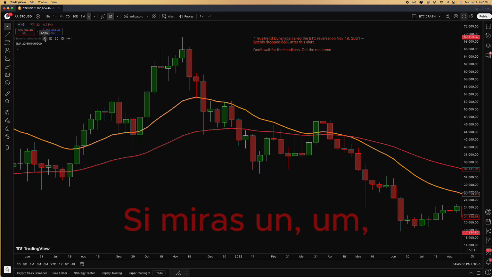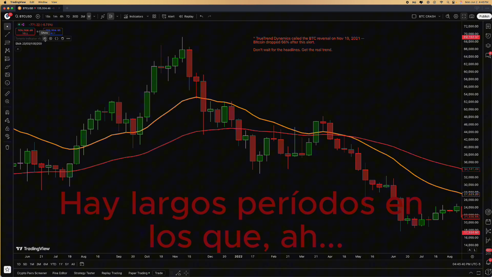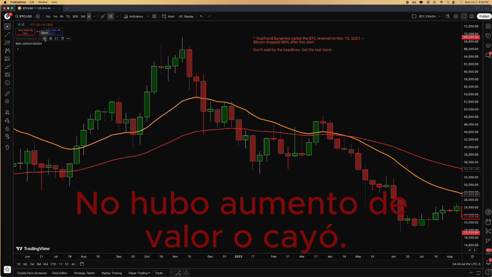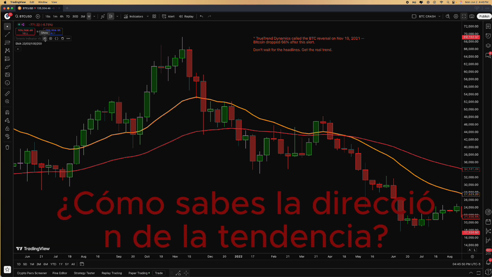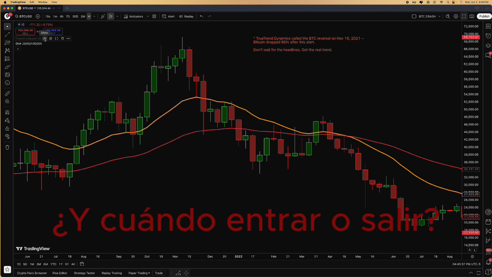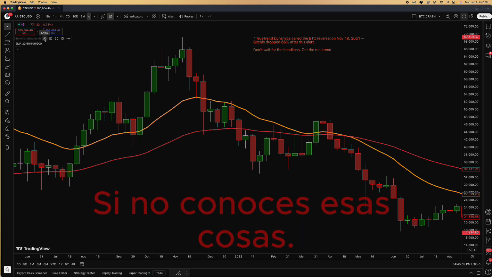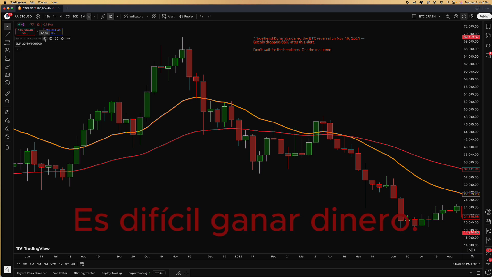If you look at an index S&P chart going back to 1900, there's very long periods of time when there's no value increase or it went down. So again, this question: how do you know the direction of the trend and when it changes and when to get in or out?